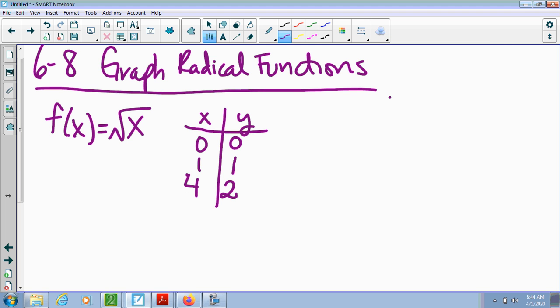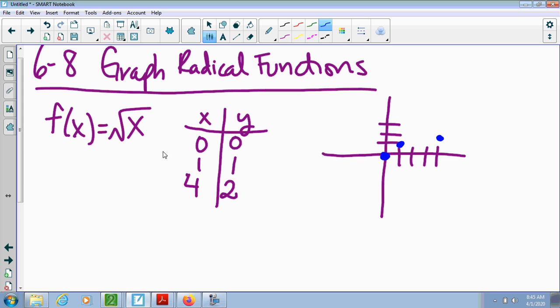And I'll show you how to do that. And then we can figure out our pattern just like we had our pattern with our quadratics. Remember we went over 1, up 1, over 2, up 4. It's very similar to that. Okay. So now I just plot these 3 points. 0, 0, 1, 1, and 4, 2.